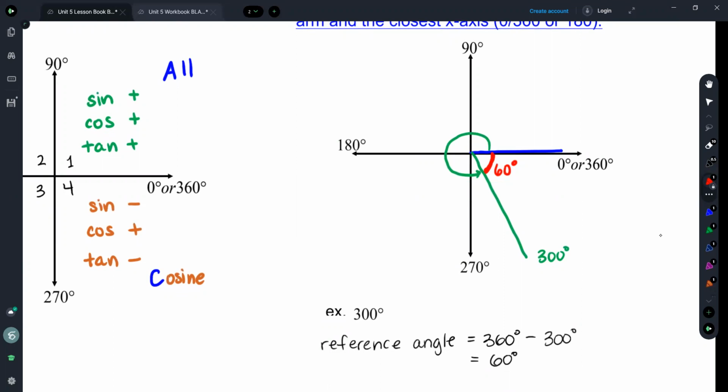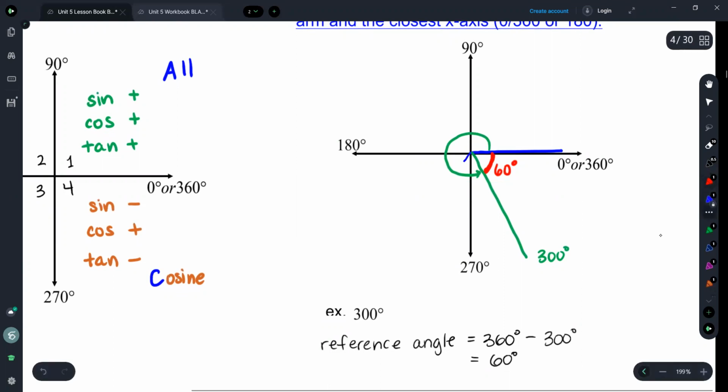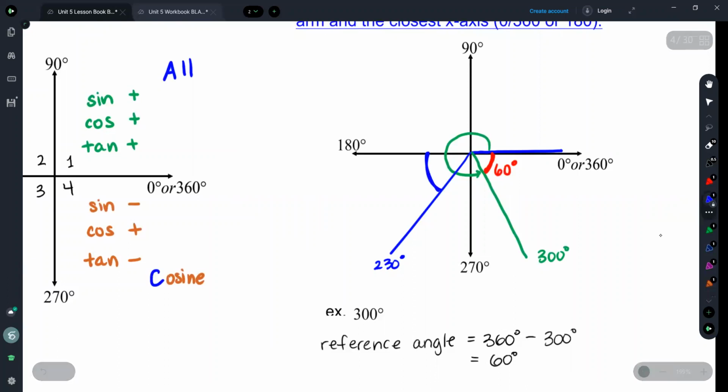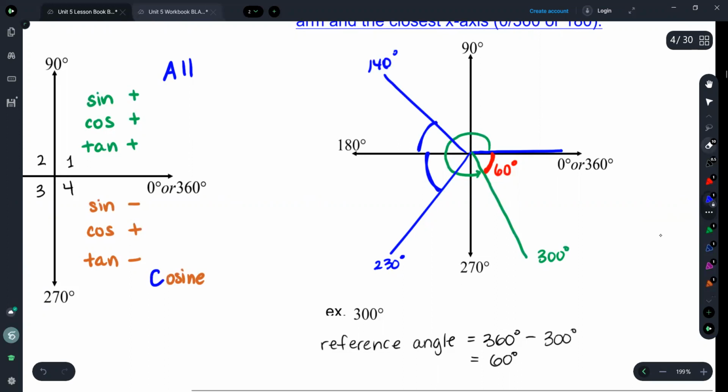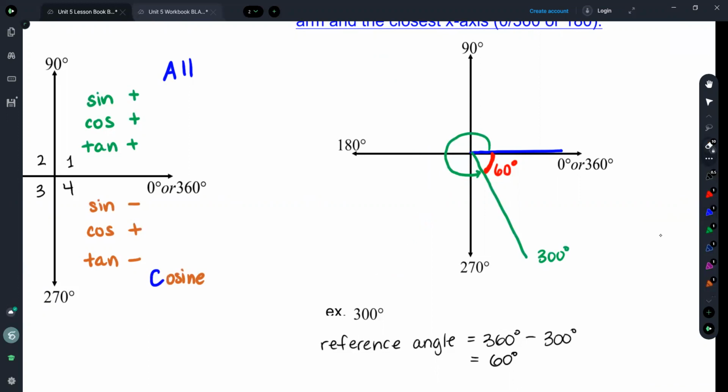Your reference angle will always be positive. If I had something like 230, I'm always doing the bigger angle minus the smaller angle. So I would do 230 minus 180 to get this little piece. But if I had something like 140, I would be doing 180 minus 140 to get this piece. So bigger minus smaller. Good question. You'll see us do it in some other questions as we go forward as well. Okay, so far so good.